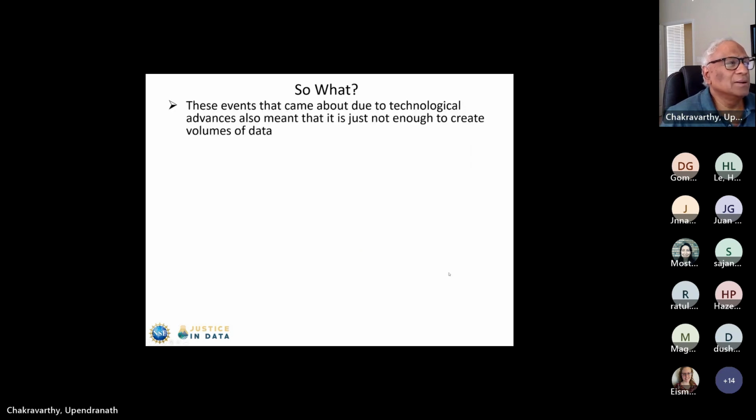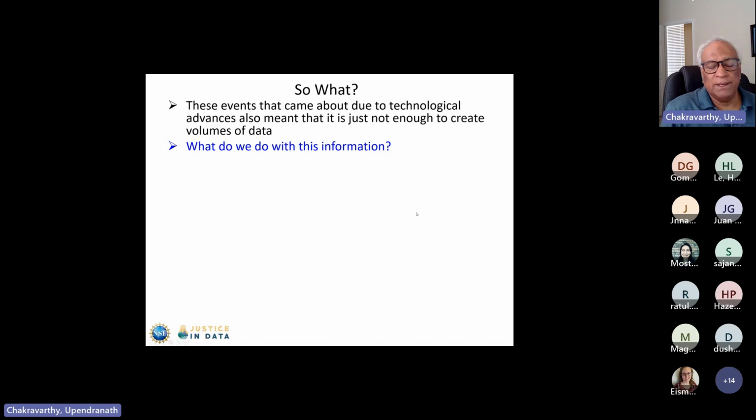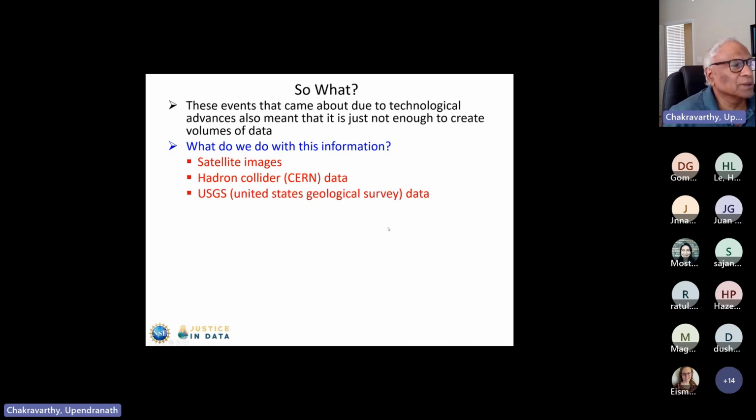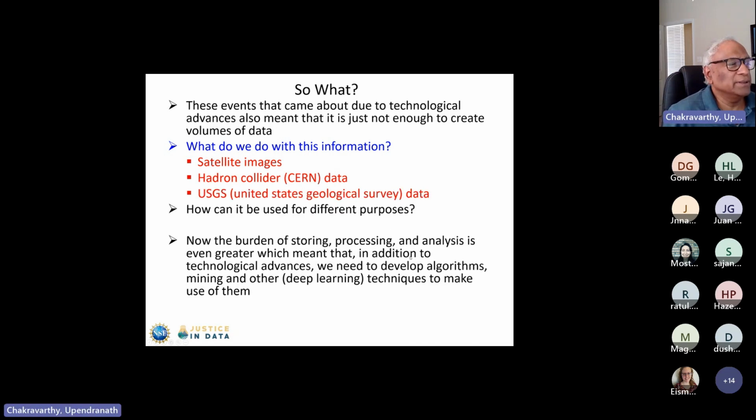So these events that came about due to technological advances also meant that it is just not enough to create volumes of data. What do we do with this information or data? So I'm just listing some things. Satellite images, you guys deal with satellite images, maps, and cartography. Physicists deal with the Hadron Collider, which is in Bern, Switzerland, that generates tons of data. USGS, you're familiar with. I don't have to say anything. How can it be used for different purposes?